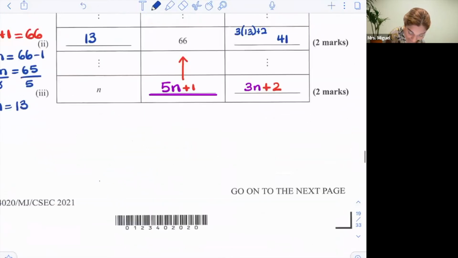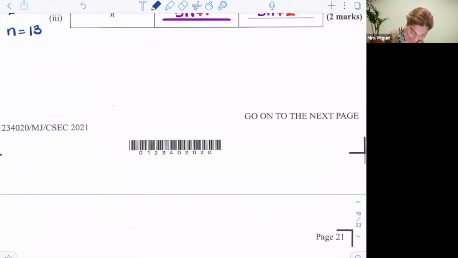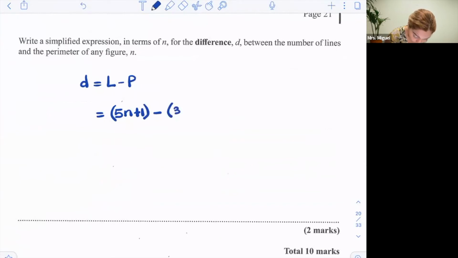The formula for L is 5n plus 1. Subtract 3n plus 2. I'm not going to do it, you do it. And here, remember, when you multiply by a negative, this becomes negative and this becomes negative. So please don't put the wrong thing there. Here would be negative, here would also be negative. So work it out.